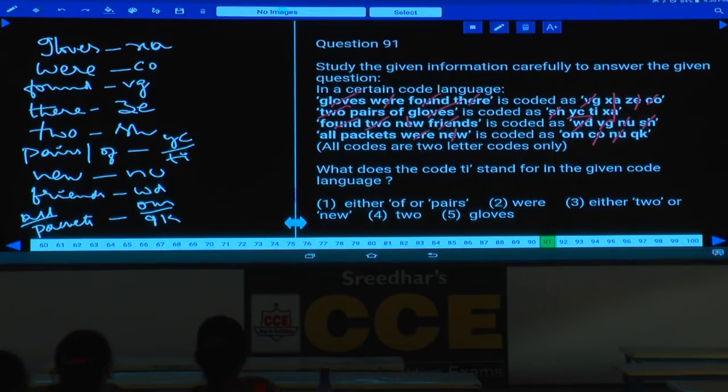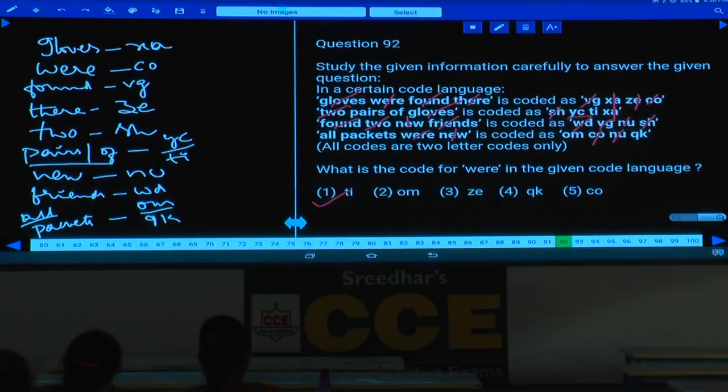Then question number 91. What does the code TI stand for? Now TI stands for either pairs or of, so pairs or of, choice 1. Then question number 92. What is the code for where? The code for where is what? CO. CO, that is choice 5, 92.